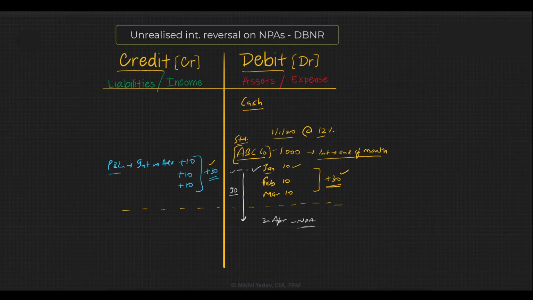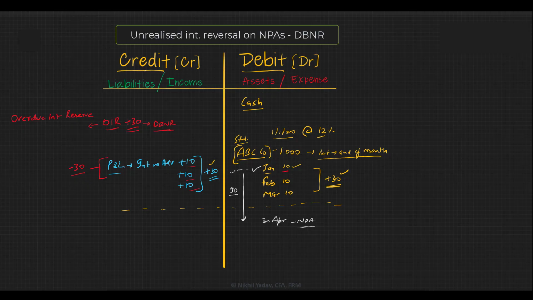Once that happens, the first thing that we need to do is to reverse all the unrealized income. So in this case, we had recognized the 3 interest debits that we had made, aggregating to a sum of 30. So in order to reverse this 30, we will be debiting the P&L by 30 and creating another GL, which is called OIR, overdue interest reserve. So we'll credit this by 30. OIR stands for overdue interest reserve. In other words, this 30 was debited but not received, or DBNR.